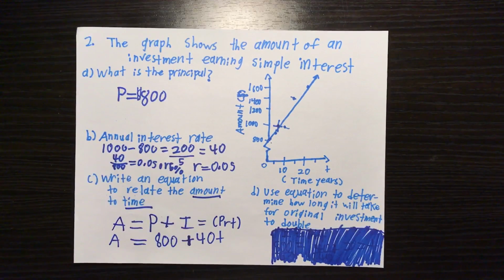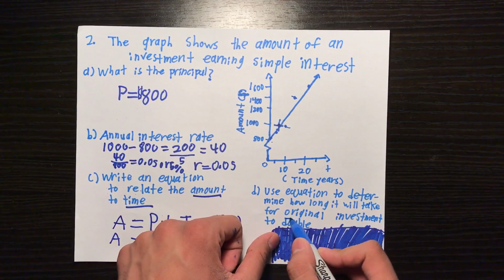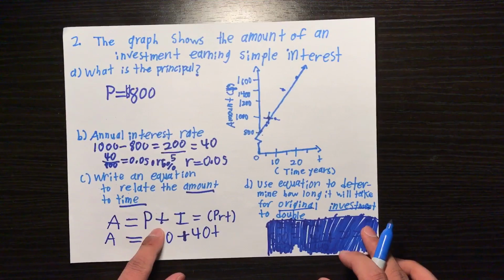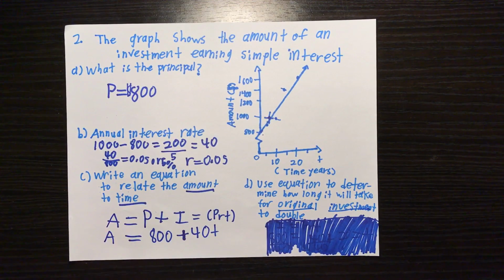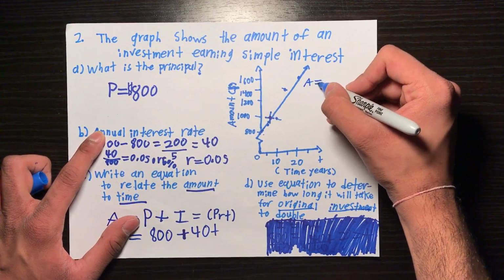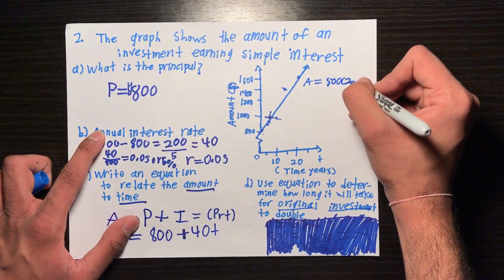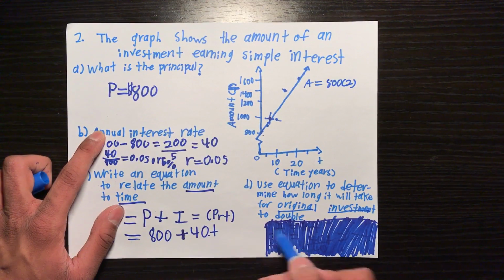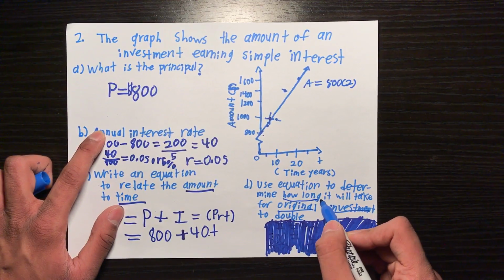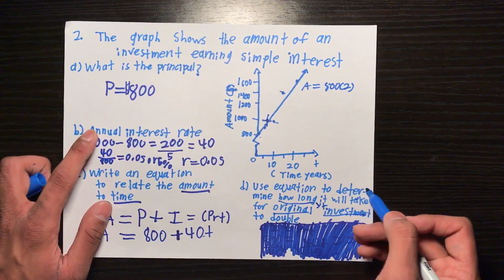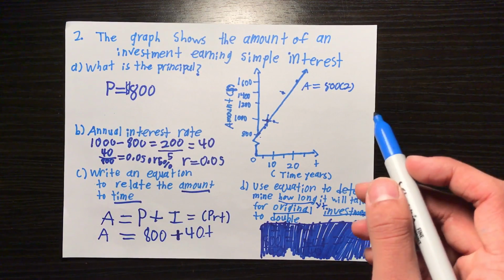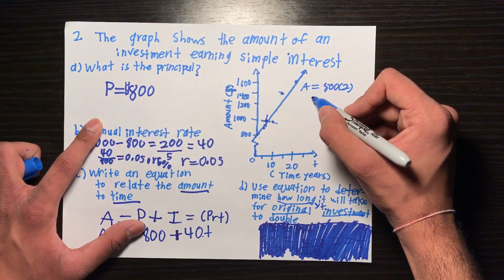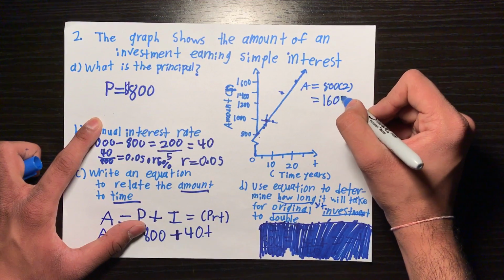Finally, we'll be looking at D. Use the equation to determine how long it will take for the original investment to double. Now, think about it. The original investment to double, so that will be your amount. A will equal 800 times 2, because you want to know how long it will take. How long is t, basically? How long it will take for your original investment to double. So 800 times 2 equals 1,600.